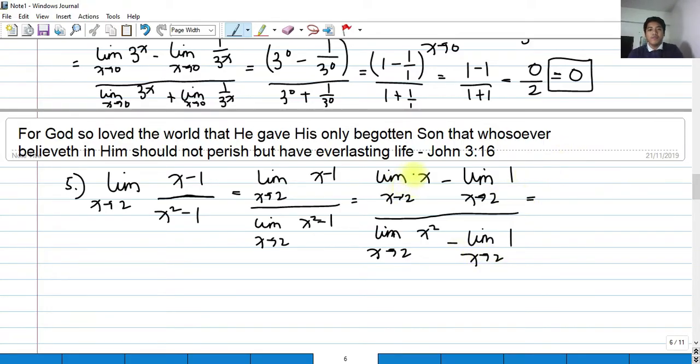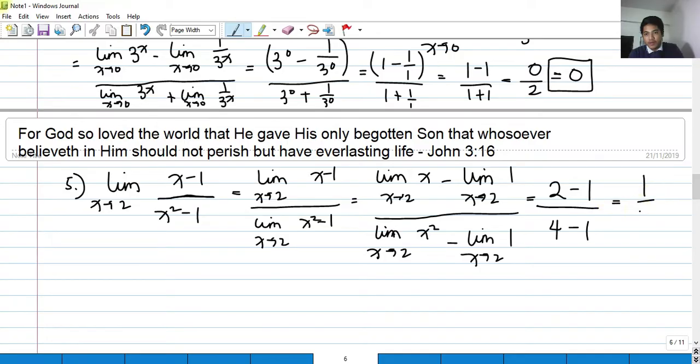Again, the limit of x as x approaches 2 is simply equal to 2. The limit of 1 as x approaches 2 is a constant, so the limit of a constant is always the constant itself. We have the limit of x squared as x approaches 2, which is simply 2 squared, which is 4, minus the limit of a constant as x approaches 2, which is simply the constant itself.